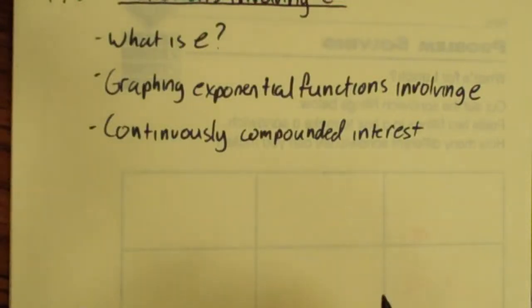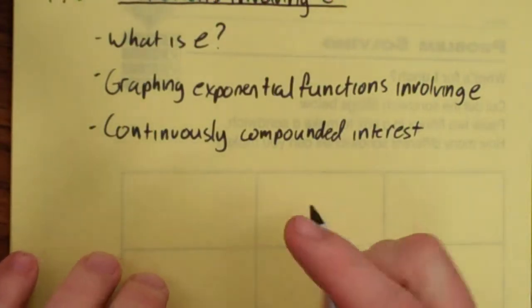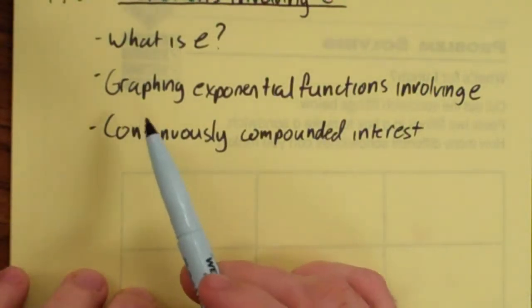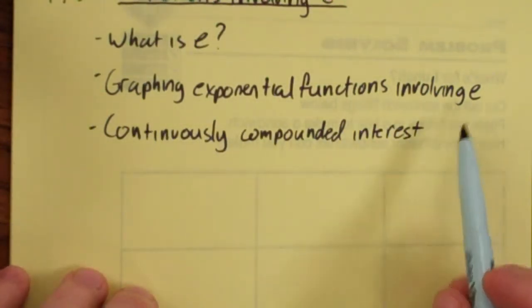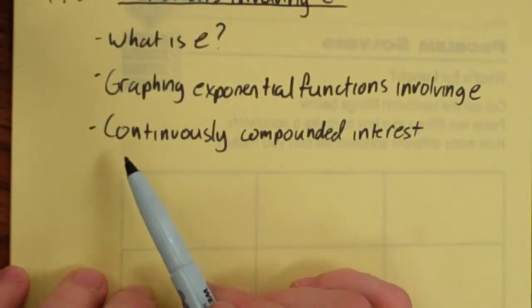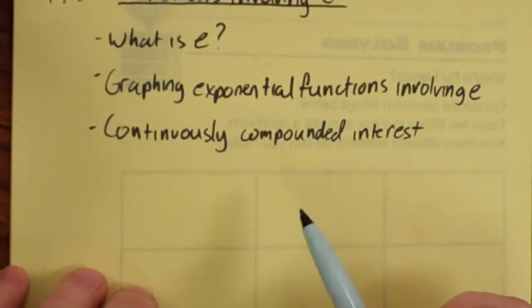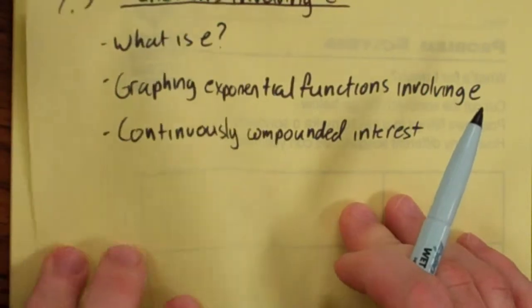Okay, let's get started on 7.3, functions involving e. So before we start using e, we should know what e is. So we'll take a look at that. We're going to graph exponential functions involving e. And then we'll learn about continuously compounded interest, which is a common application of e.